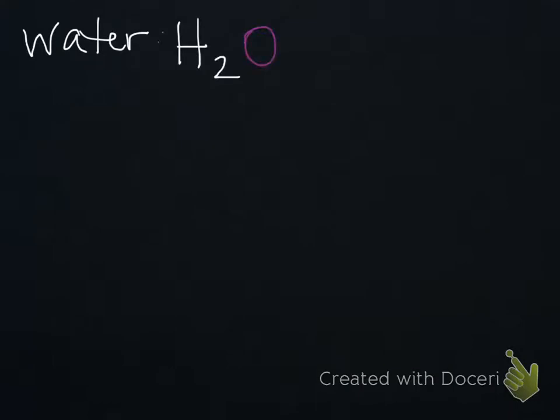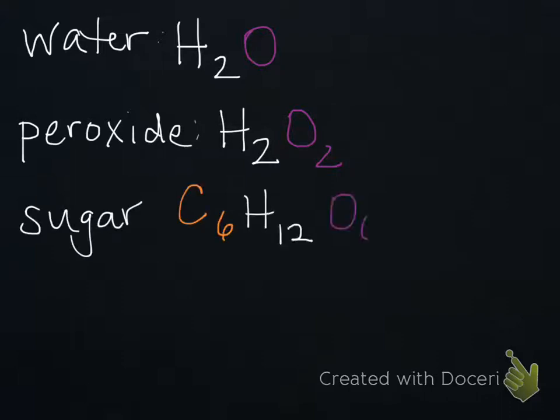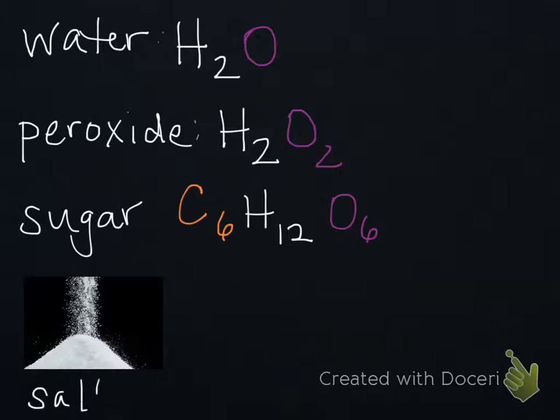Okay, back to our examples here. Water. Now you can see that water is made up of 2 different elements, H and O, 2 hydrogens, 1 oxygen. Hydrogen peroxide also has 2 different elements but in different combinations, 2 hydrogens, 2 oxygens. Sugar has 3 different elements, 6 carbons, 12 hydrogens, 6 oxygens. And our little friend here, salt, sodium and chlorine, 1 atom of sodium for every atom of chlorine.